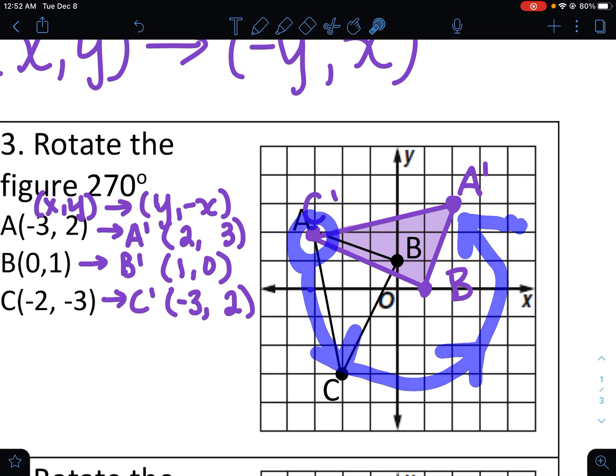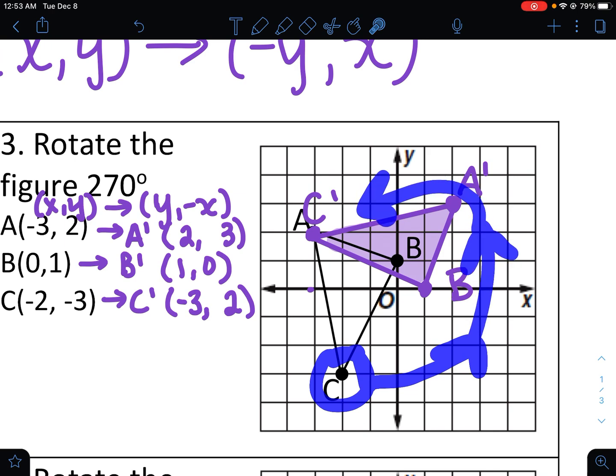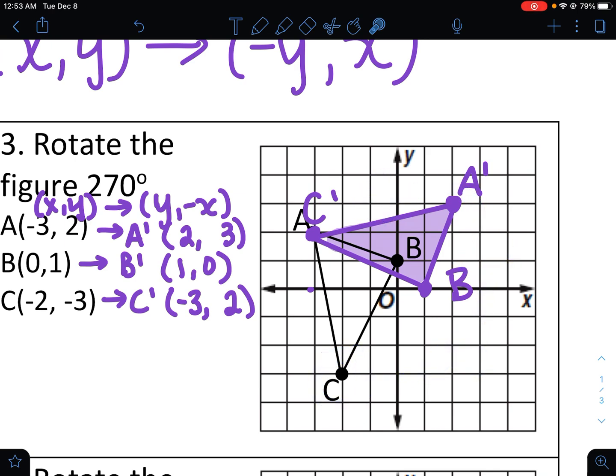So that's counterclockwise. B started here, then it went 90, 90, 90. So that's 270. C started here, then it went 90, 90, 90, which is 270, and it ended up right there. So we're good to go.